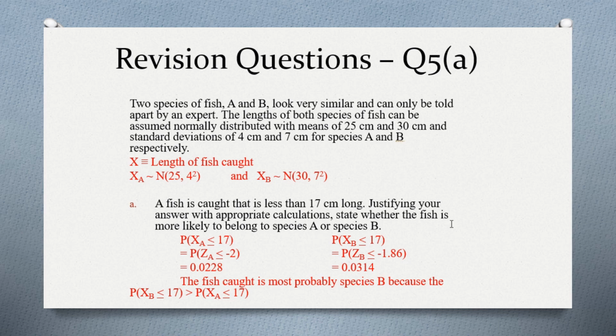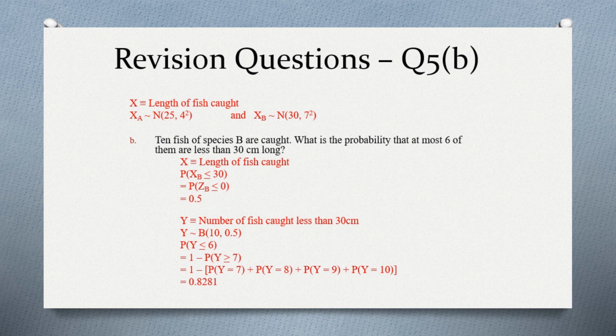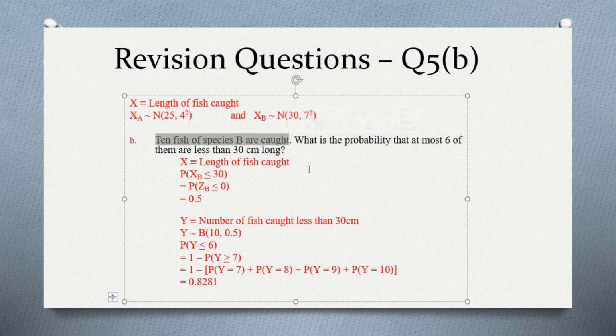Understand? Okay. Now 10 fish are caught. This tells you they're giving you n. If they're giving you n, what does that tell you? This is a binomial distribution now. What is the probability that at most 6 of them are less than 30 cm long? We are calculating this probability, that is why you see it here. Do you understand?